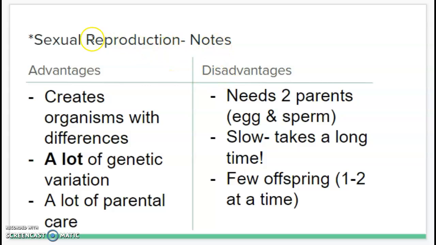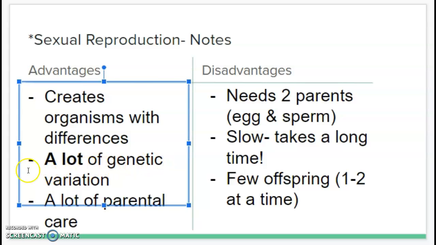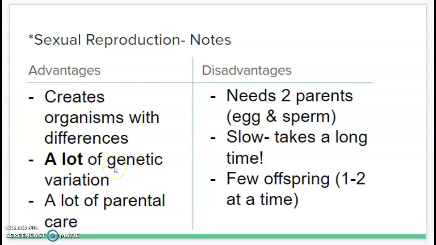So here's the important stuff. This would be your notes. So sexual reproduction, there's both advantages and disadvantages. One of the main advantages of sexual reproduction is that it creates organisms with differences. So there's a lot of genetic variation. So whenever we refer to genetic, okay, we're talking about your DNA. So there's a lot of differences in your DNA. And there's also a lot of parental care. So most organisms that reproduce sexually, like humans for example, the parents tend to take good care of their offspring, so it increases their chance of survival.